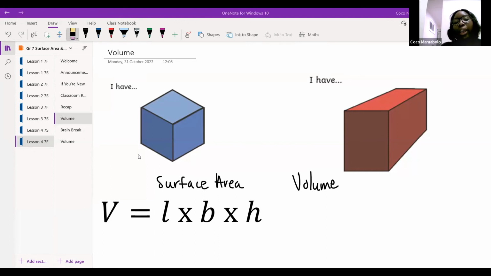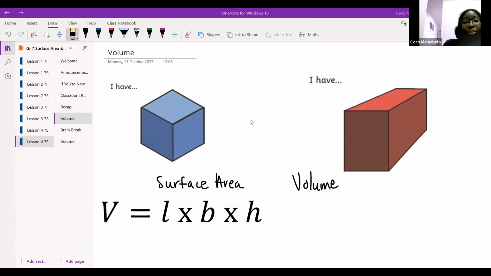Okay. Where is the space though? Oh, okay. To the chat, it said area is the space inside a shape. Good. Yes, exactly. It's the space inside the shape.